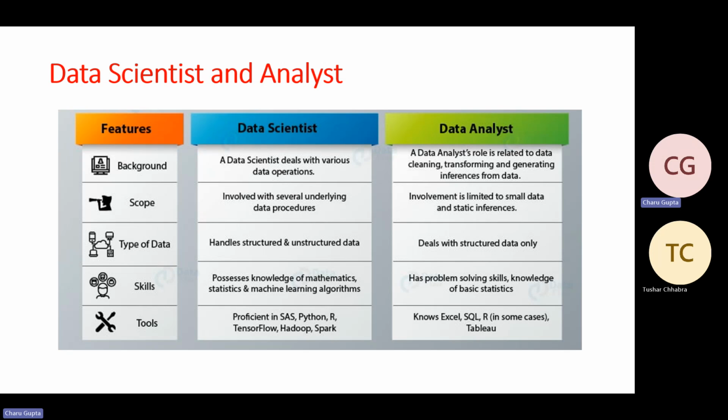Next is skills. A data scientist has knowledge of advanced mathematics, statistics, and machine learning algorithms, whereas a data analyst has limited problem solving skills and basic knowledge of statistics. Data scientists are proficient in SAS, Python, R, and different programming languages, whereas a data analyst has to be aware of basic statistical tools like R, Tableau, Excel, or SQL.